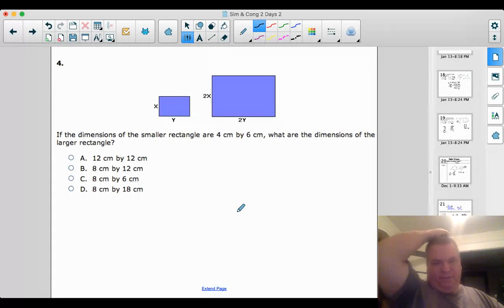The dimensions of the smaller rectangle are 4 by 6. What are the dimensions of the larger rectangle? So this is 2x by 2y. What do you think?